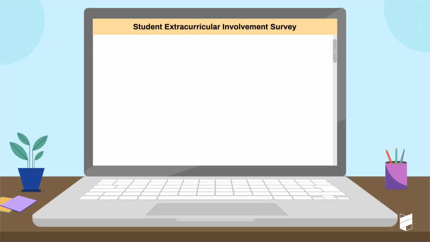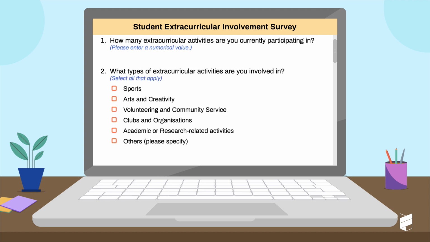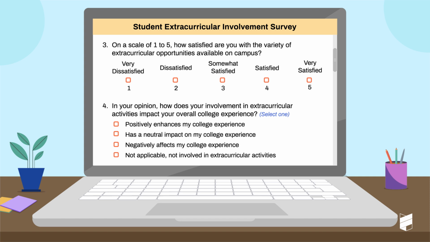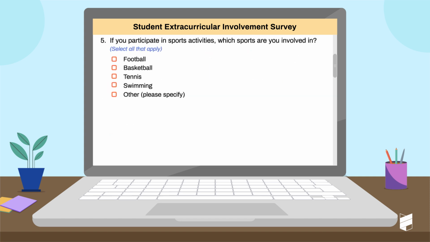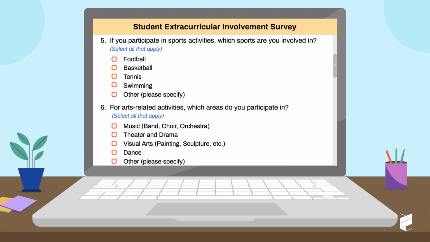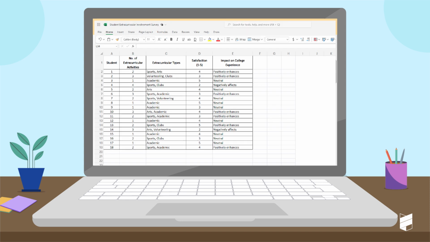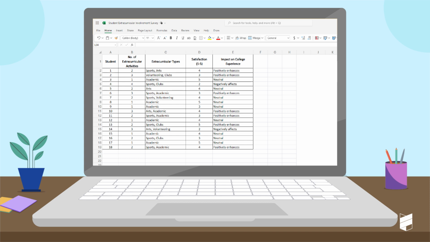The survey includes questions about the number of extracurricular activities the student is currently participating in, types of activities the student is involved in, satisfaction with the variety of extracurricular activities offered on campus, impact of the student's involvement in extracurricular activities on the overall campus experience, sports activities the student is currently involved in, area the student participates in with relation to arts activities, types of activities the student participates in if involved in volunteering and community service. You can capture all of this information in a spreadsheet.